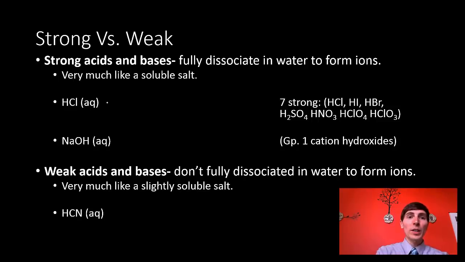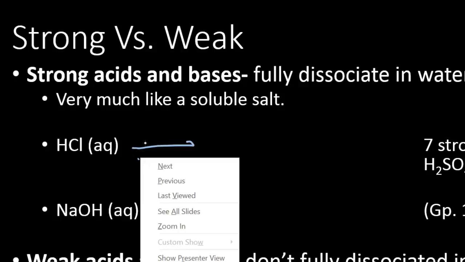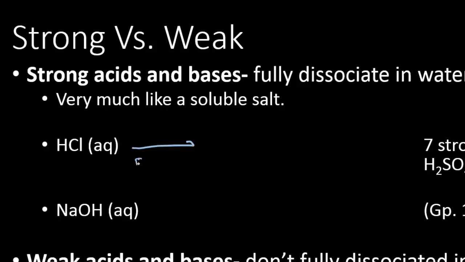So when I look at something like hydrochloric acid, I throw this thing in the water. My forward arrow is going to be huge. My reverse arrow is going to be so small we can hardly see it, because basically there is no reverse reaction. All of my HCl is going to break apart into hydrogen ions and chloride ions as it floats in water.